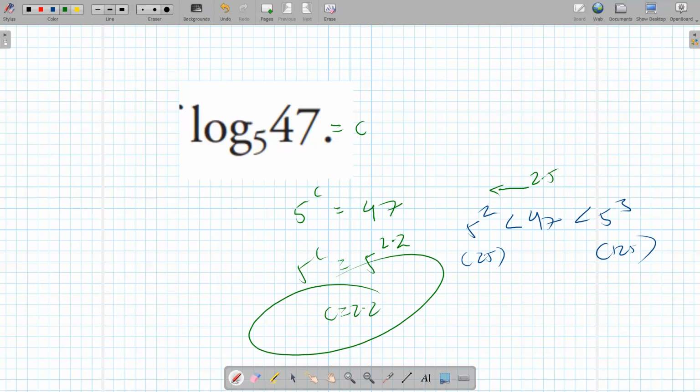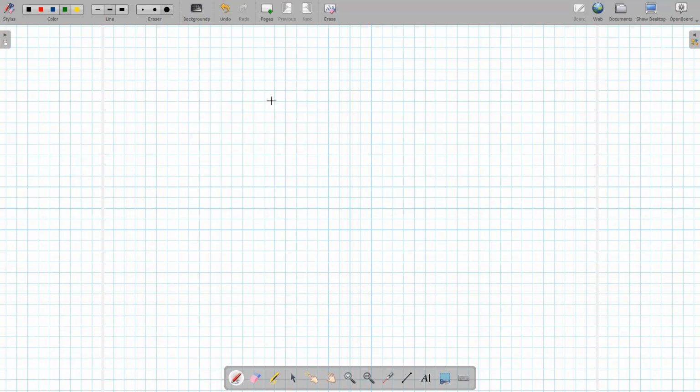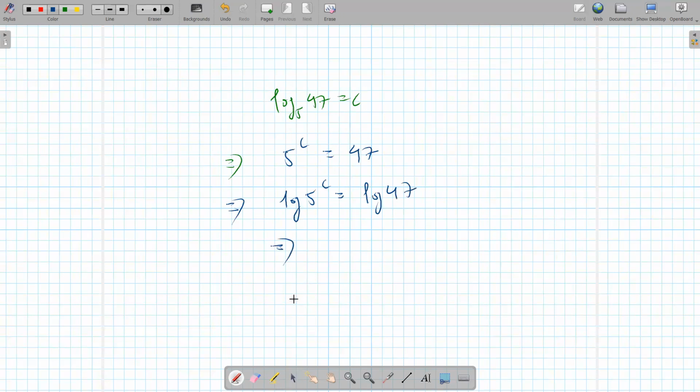But that's not the technical answer here. Let me show you how to do the technical answer as well, because we don't like to guess. Step 1, you're going to rewrite this in exponential form. Step 2, we're going to take logs on both sides. Check this out. Log of 5 to the power C equals log of 47. What's next? If you remember, we have done something like this, but it may have been a while ago.